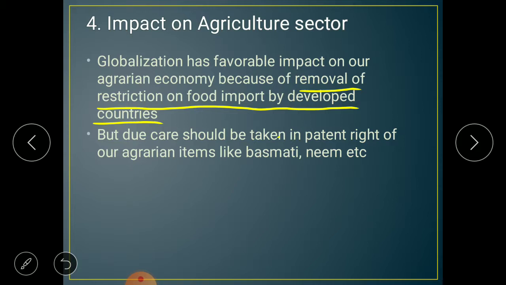So after 1991, as we gave freedom to import, other countries have also given freedom to their imports as well, and their import means our export. And due to that reason, as we are producing in the agriculture sector, now we are exporting to other countries.